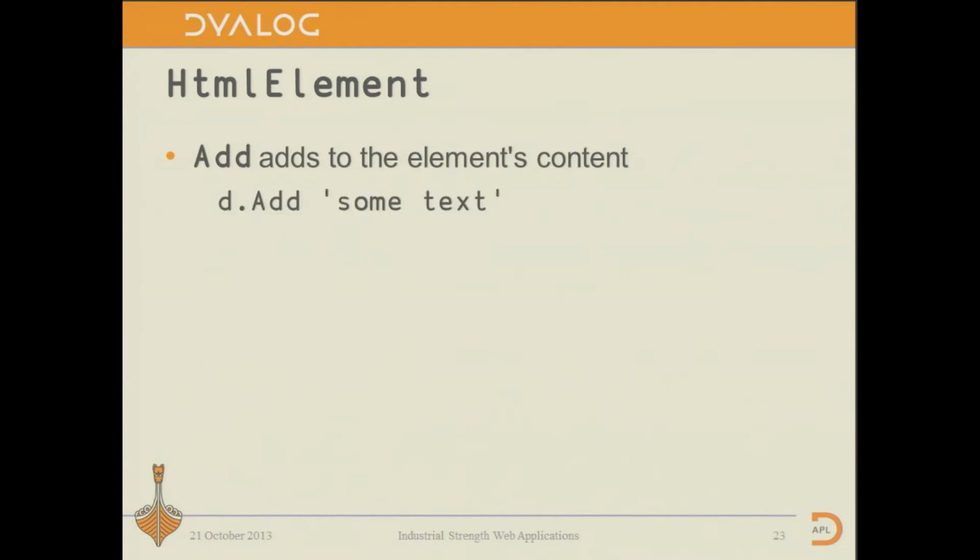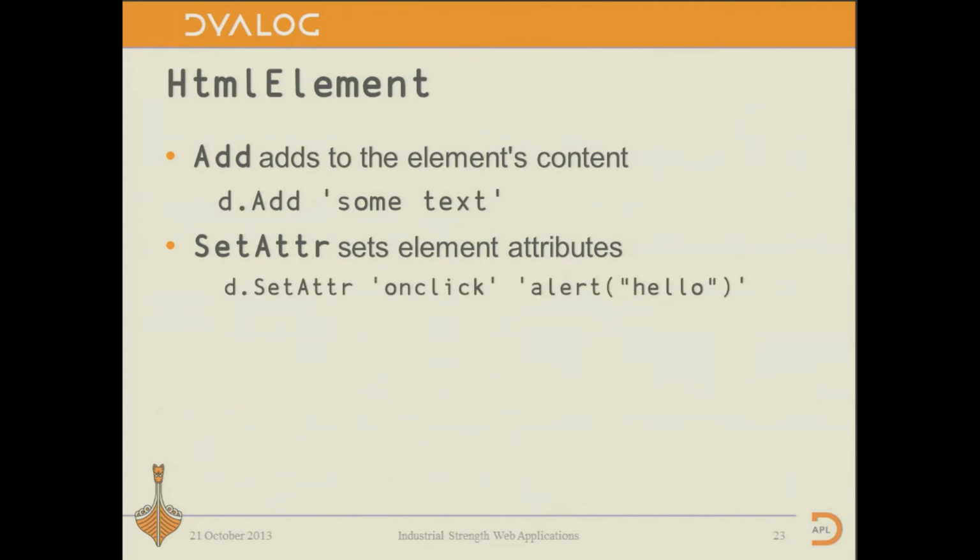Add adds to the HTML element's content, so I can add some text to my division. And setAttr sets element attributes, so I can set a little bit of JavaScript to the onClick attribute.